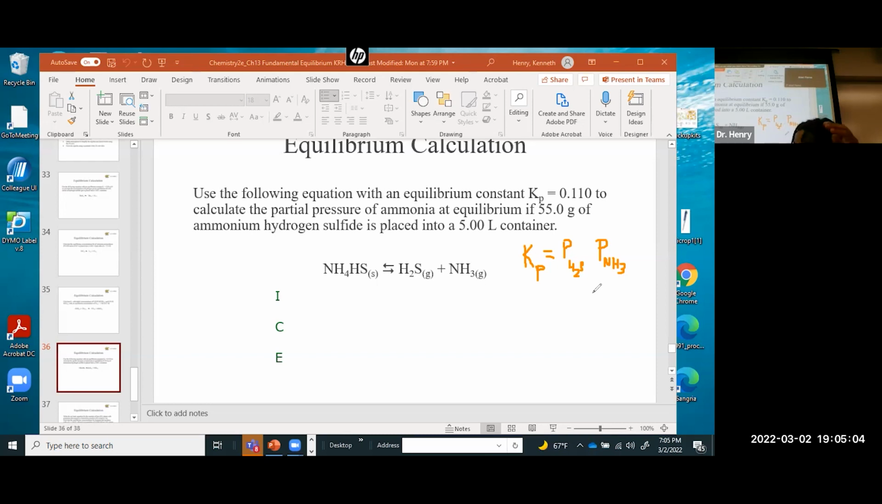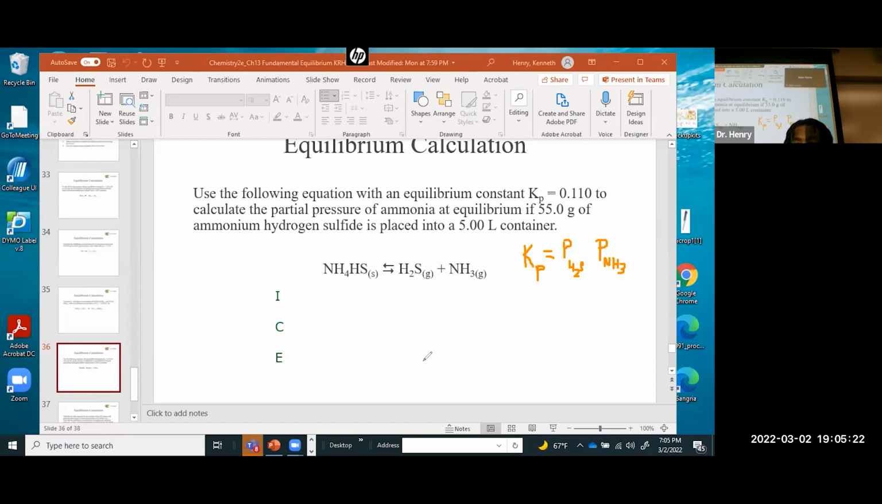Is there something about the reactant that we need to pay attention to? It's a solid. So what does that mean? That's right. It's not going to mess with the equilibrium as long as we have something there, right?